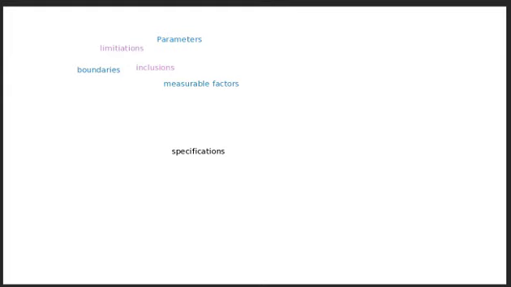Why do you think, look, I'll just clear all this for you here. Why do you think, and you can just brainstorm this, why do you think parameters are going to be necessary in an assignment like this?